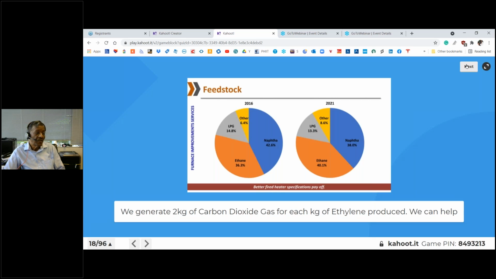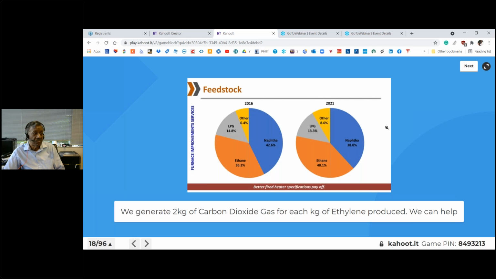So this is an analysis of 2016 and 2021. World is using about 50-50 naphtha and ethane. The trend is more towards ethane in US and more towards naphtha in Asia and Europe. But even LPG is holding steady at about 14%, others are about 8%.